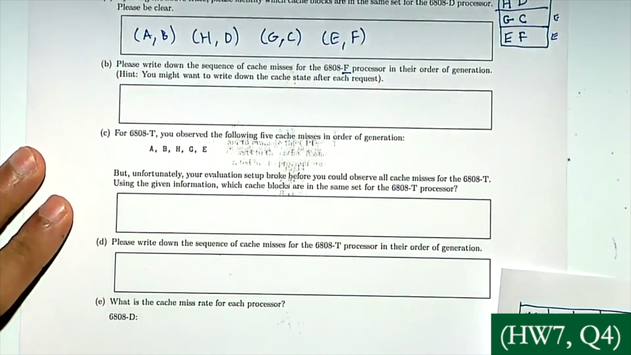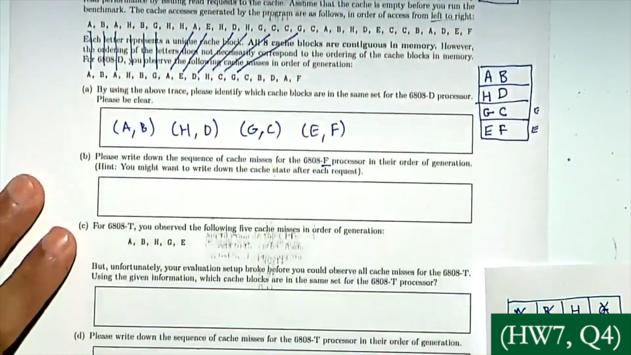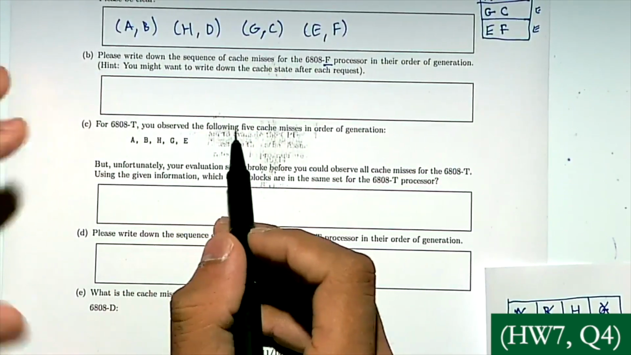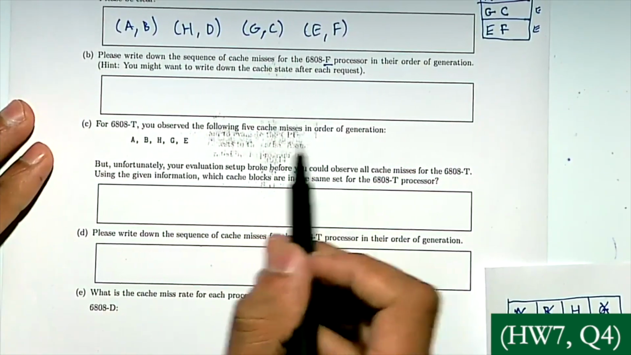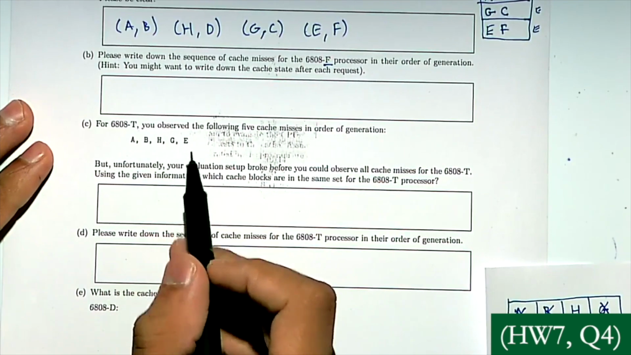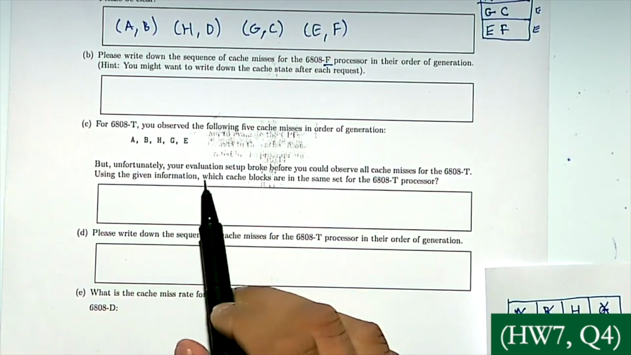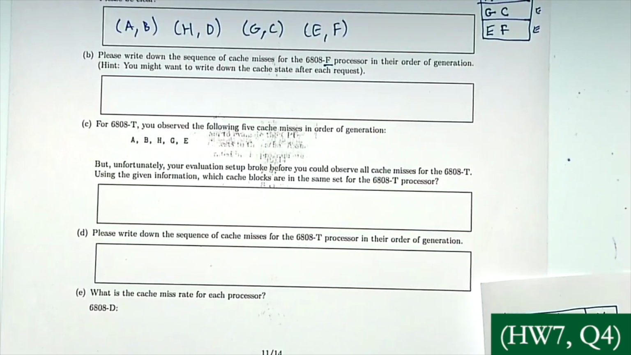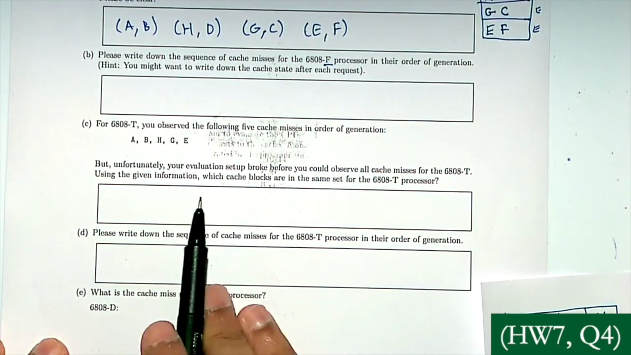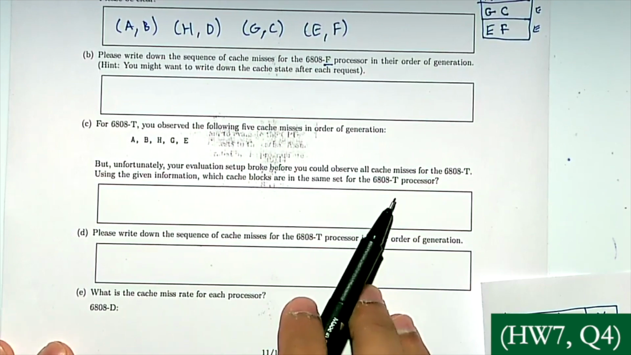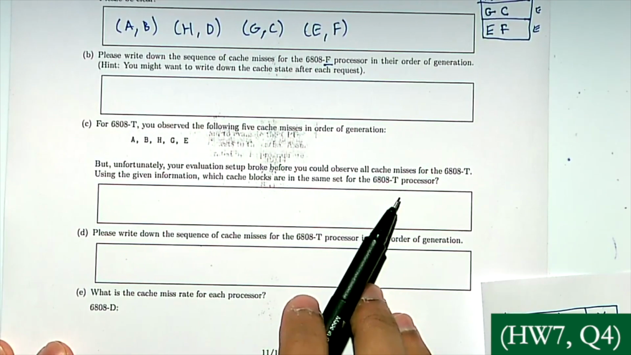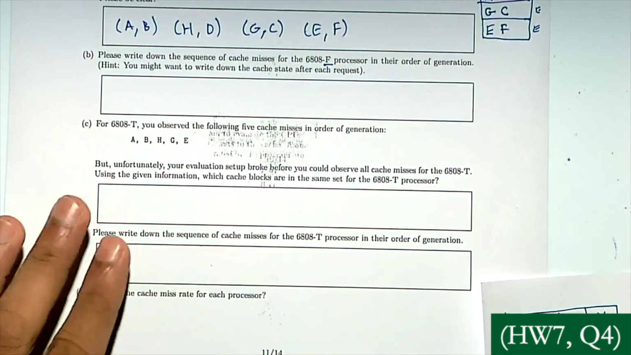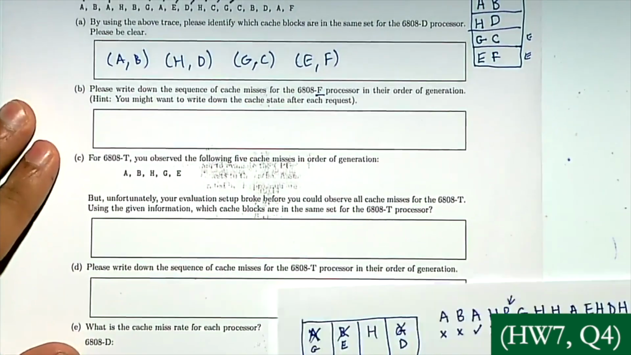So the next part says that for the T cache, and remember that the T is the two-way associative cache, we observe the following 5 cache misses in order of generation: A, B, H, G, and E. But unfortunately, our evaluation setup breaks before we can observe all the cache misses that occur. So using just the given information, which cache blocks are in the same set for this processor? Now we have very little information to go off of, but we have to reconstruct what's in this cache.